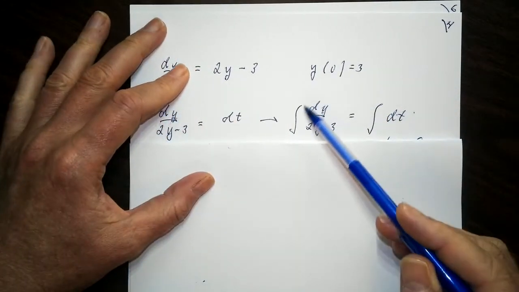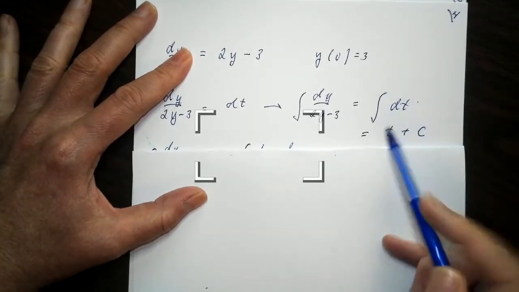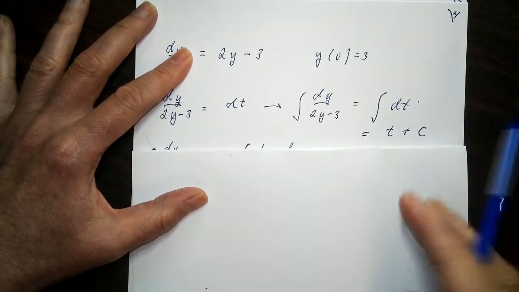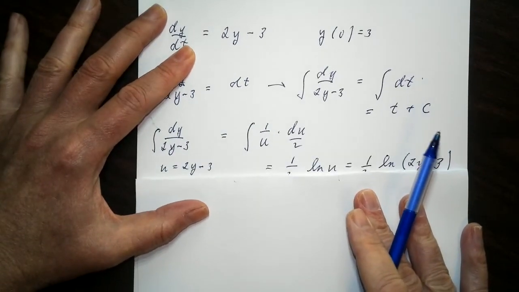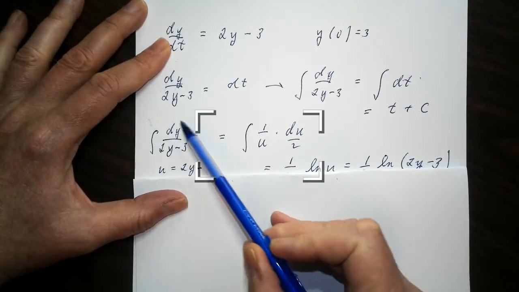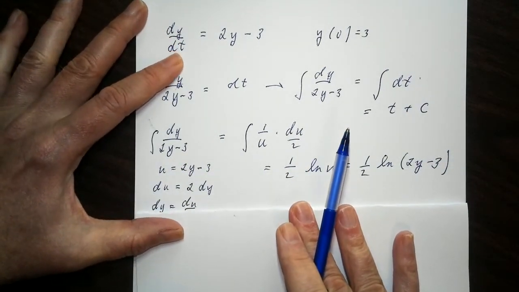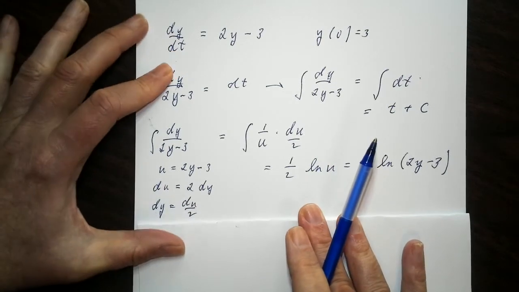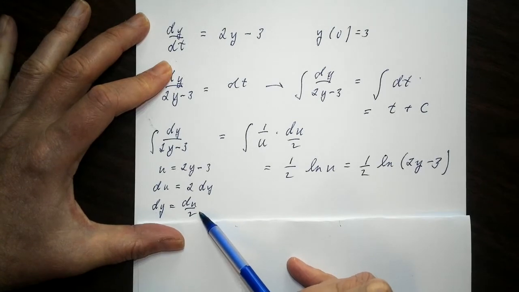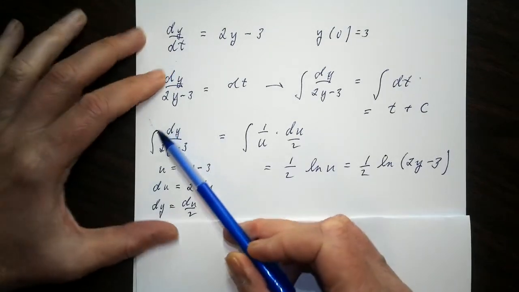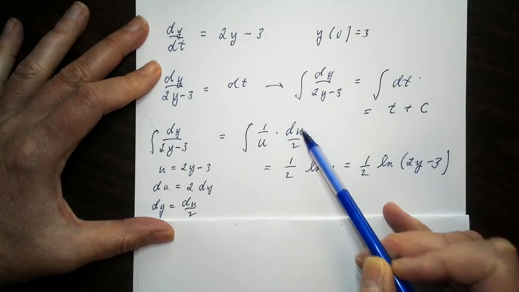On the left side, we're going to have to do a simple u substitution. So the right side is going to be just t plus a constant. Let's take a closer look at the left side. Let u be 2y minus 3. So that means, after a little bit of algebra, that dy would be du over 2. So we could take this entire integral and express it as 1 over u times du over 2.